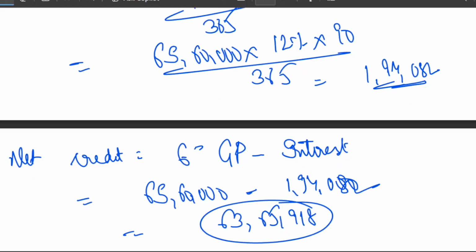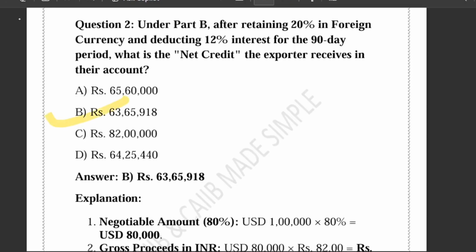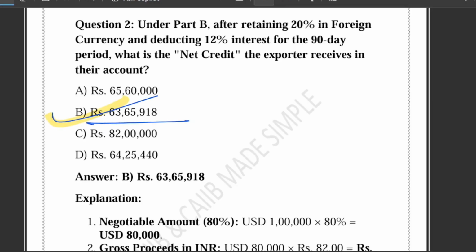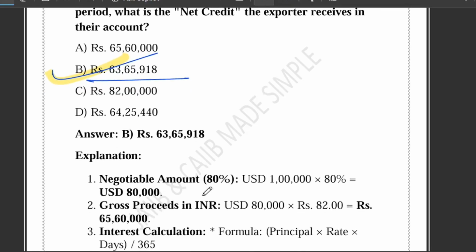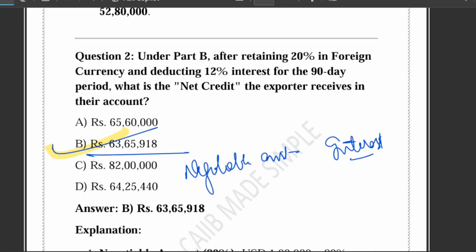So if you look at the options, yes, option number B is the correct one. Just wait a minute. This is the correct one. 63 lakh 65,918. So you can think of this net credit as negotiable amount minus interest. That's the thing. So what we have learned so far is that the bank negotiates 80% of the bill after EFC retention, converts to INR using the buying rate, deducts interest for the transit and usance period, and the formula is very simple.